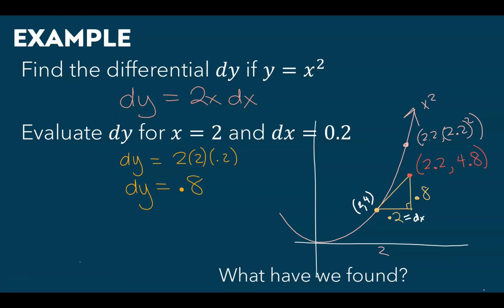And again, why is this an approximation? Well, I need to get rid of some stuff. So this 0.8, that's dy. That's the approximate change in y. The real change in y is this vertical distance between 2 squared and 2.2 squared.